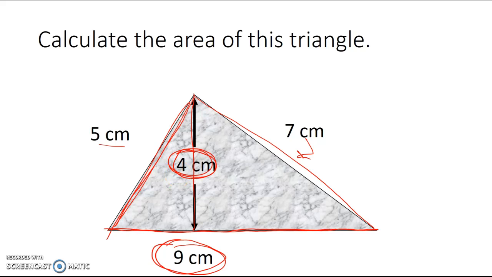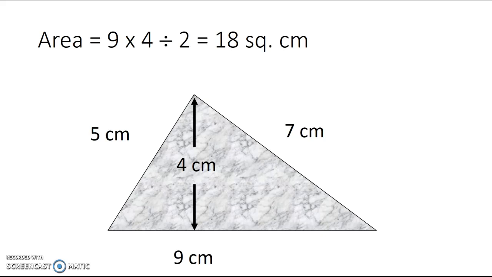Think about yourself. If you are standing up straight and you move your arms, your arms moving are not changing your height from toe to head. Okay? So base times height, 4 times 9. Remember, because it's a triangle, we need to divide that by 2. So we get base times height divided by 2. 9 times 4 divided by 2 is 18 square centimeters, or 18 centimeters squared. Both of those are acceptable ways to write your units.